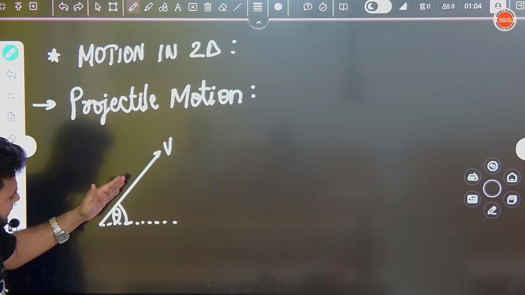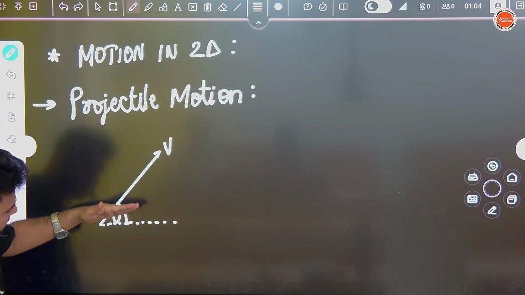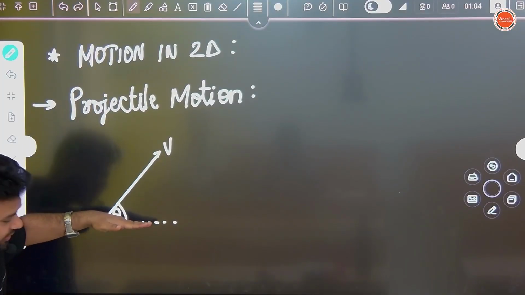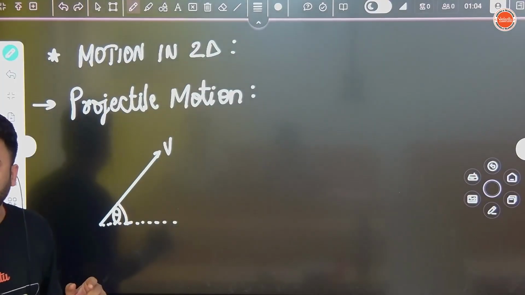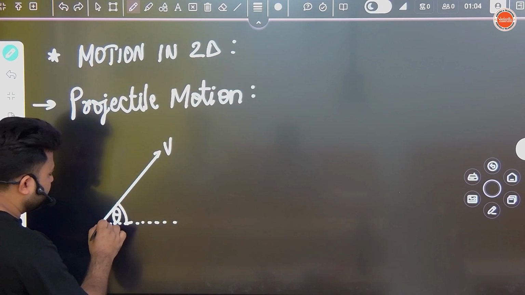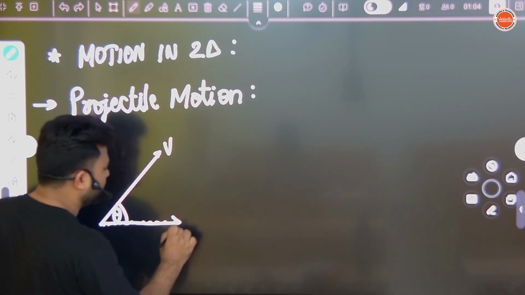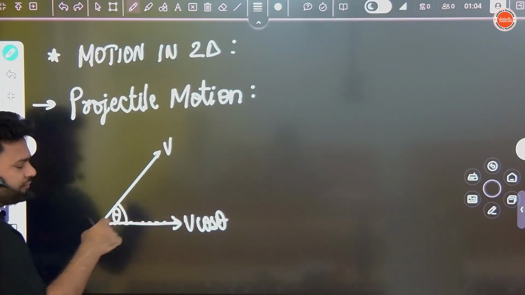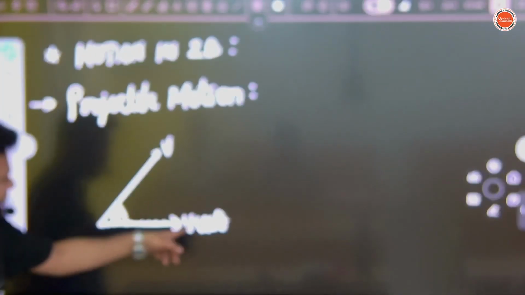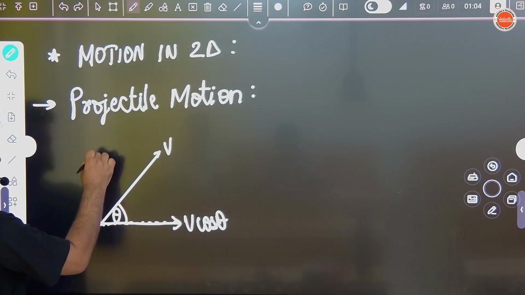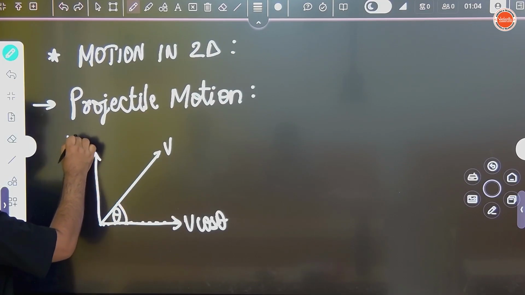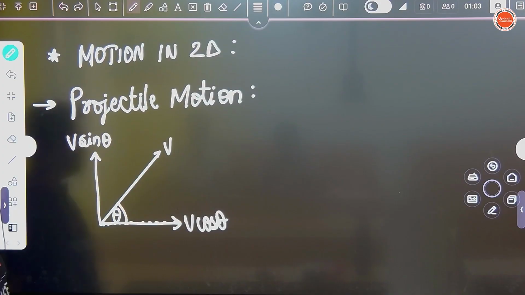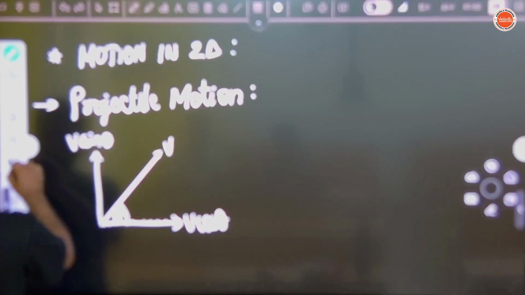If this is the velocity, you rotate this vector towards the angle theta. That will be the cos component, means this component will be V cos theta. And if this is V cos theta, the perpendicular component will be V sin theta. So first you should understand the components.